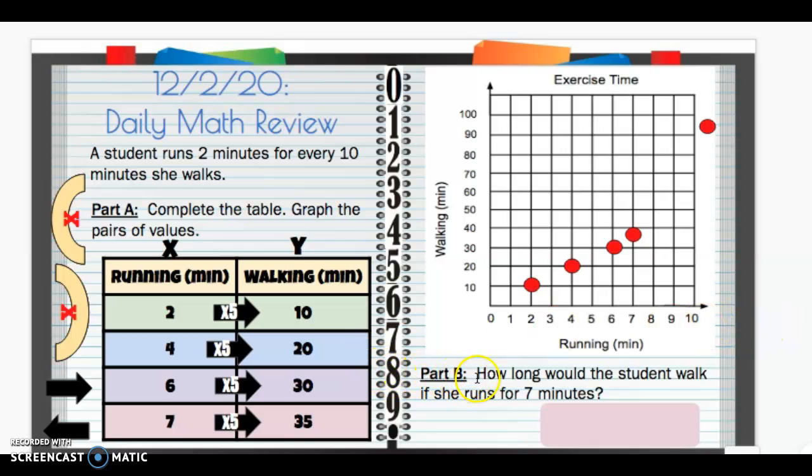But part B now says, how long would the student walk if she runs for 7 minutes? So she's running for 7 minutes, so looking at this chart, we say she's walking for 35 minutes. And that's your DMR for today.